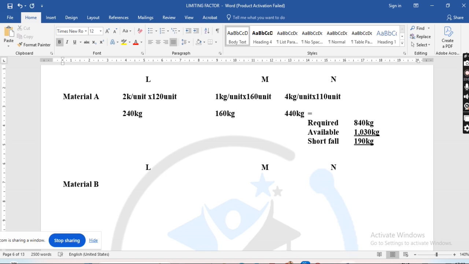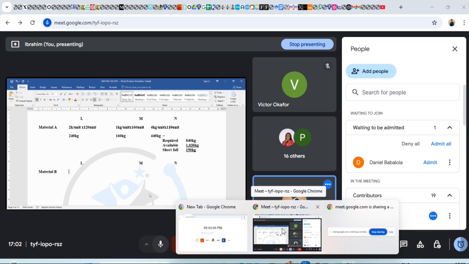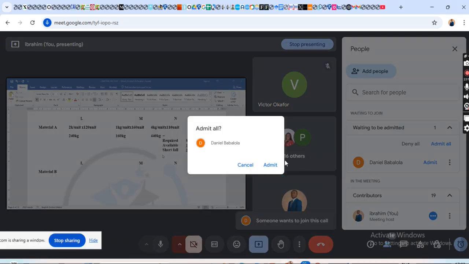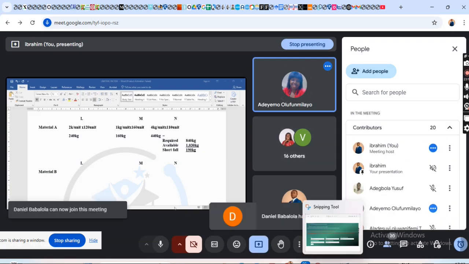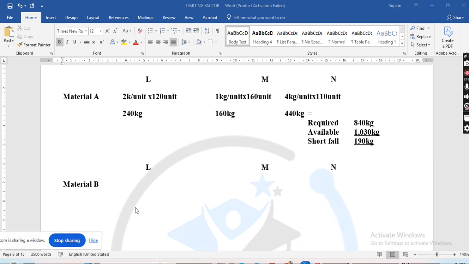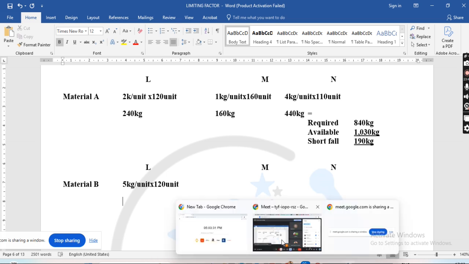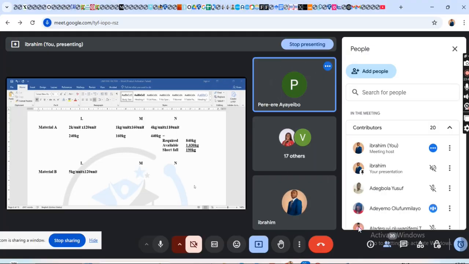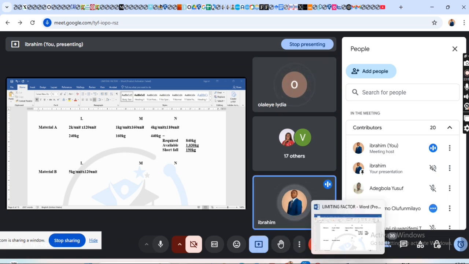So how many kg will it take you to produce 1 unit for material B, quickly? 5 kg per unit times 120 units. What do we have? 600 kg.